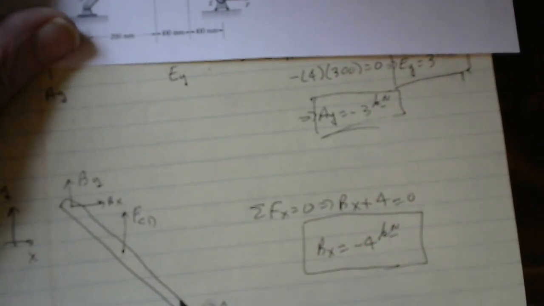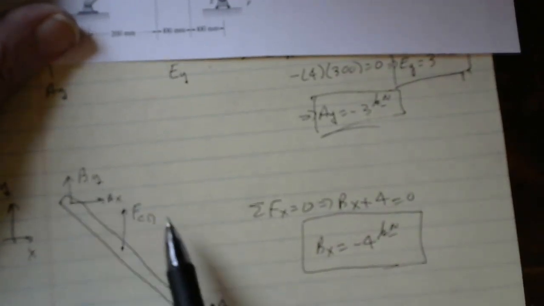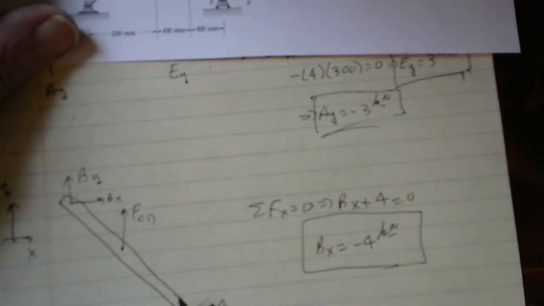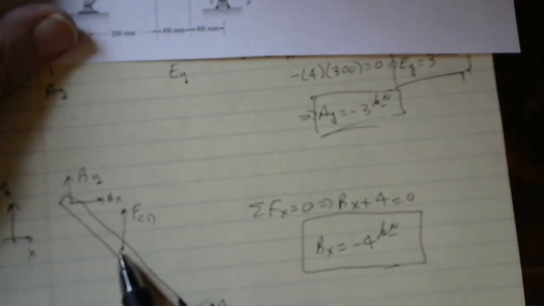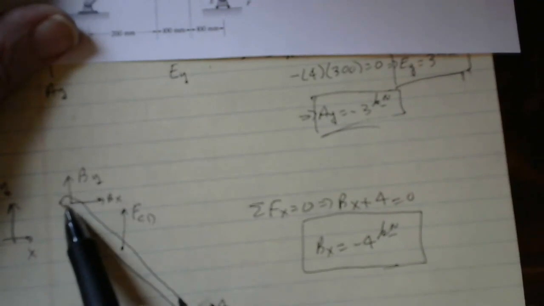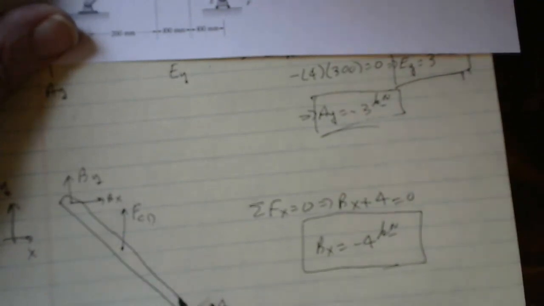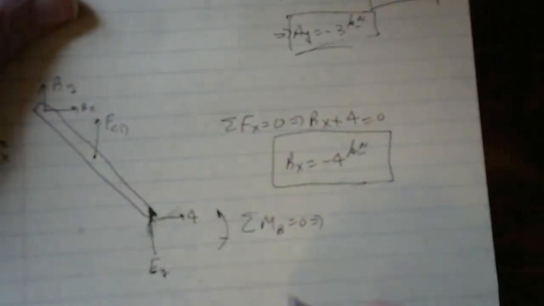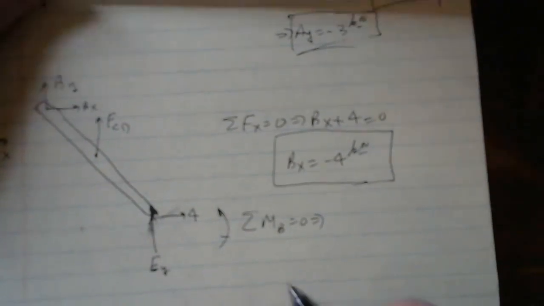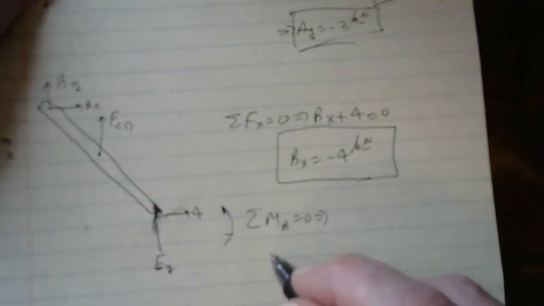Okay. My y equation, I have 2 unknowns in the y equation, By and FCD. I know what EY is. So rather than write that equation, I say, well, if I sum the moments around B, I can get FCD. If I sum the moments around D, I can get By. Okay. And then use the y equation to get the other one. All right. So I sum the moments around B like this. Okay.